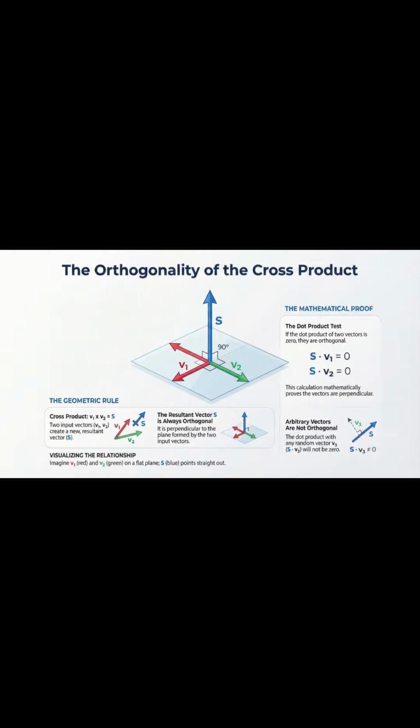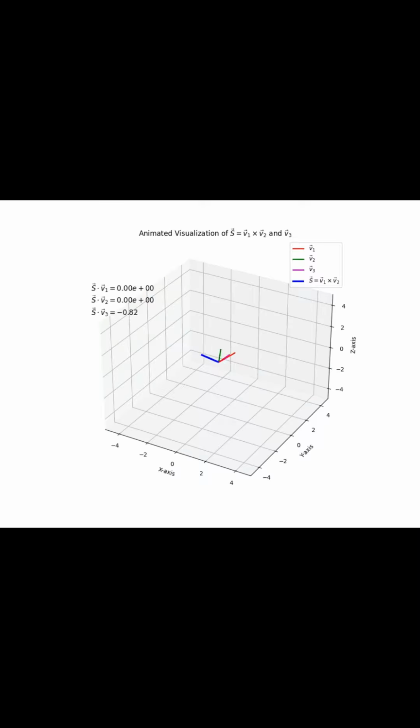First up, let's talk about the setup. You start with a set of input vectors. The resulting vector, let's call it S, is what you get when you run them through a very specific, kind of complex mathematical operation. It's this operation that guarantees the result is perfectly perpendicular.